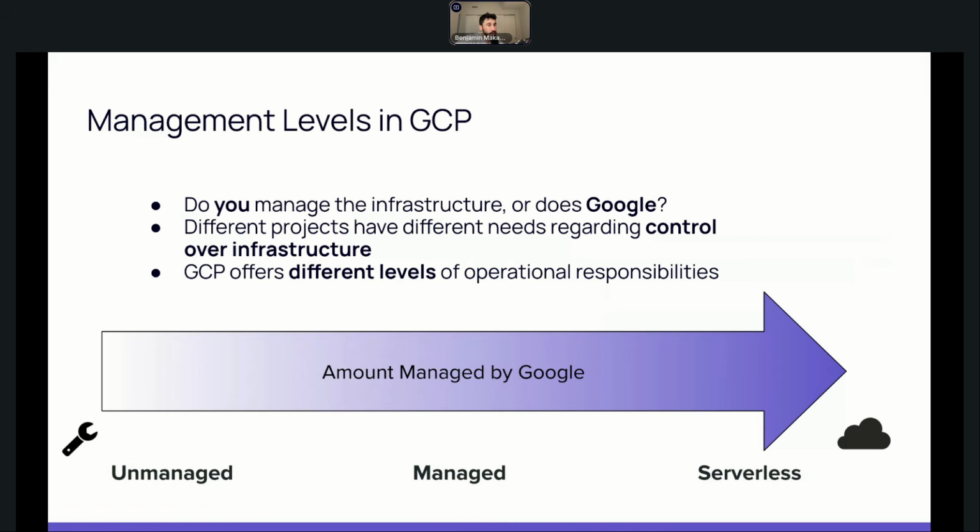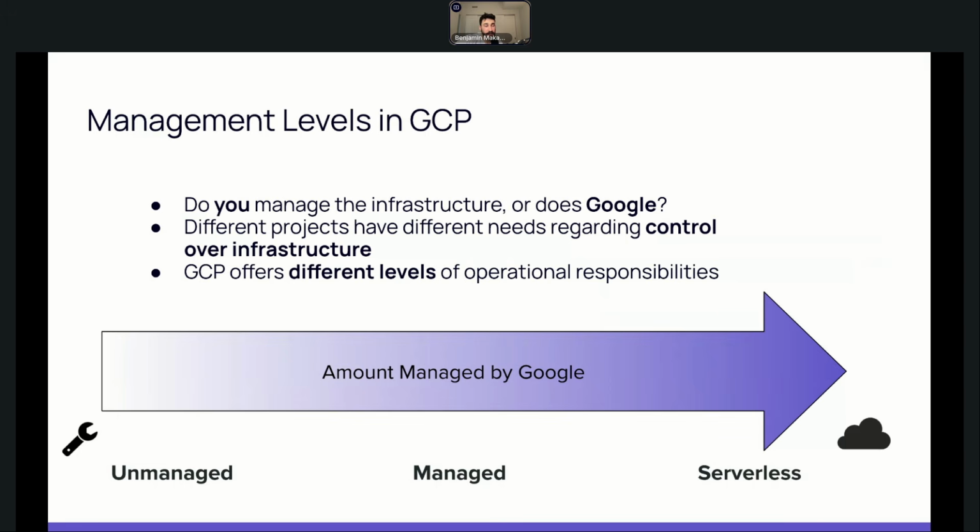So what are management levels in GCP? A lot of you might have heard of these terms before, and might already be familiar with this, but basically, services on GCP can be thought of as either being unmanaged, managed, or serverless. They fall on a spectrum defined by the amount that the service or the tool is managed by Google. So the question is, do you manage the infrastructure or does Google? Do you manage the operating system or does Google? Are there still infrastructure settings that you have to configure, or does Google handle all that for you?